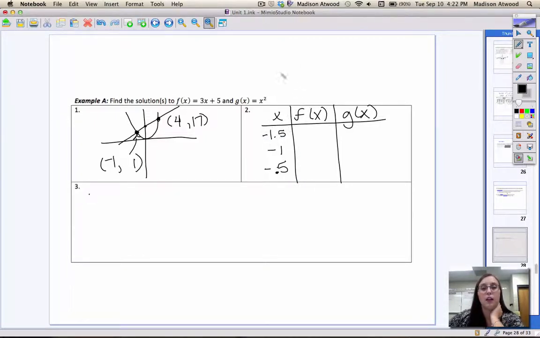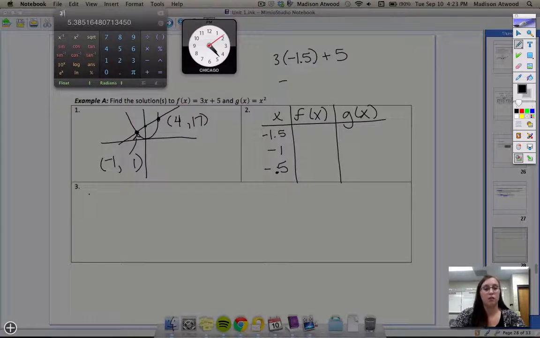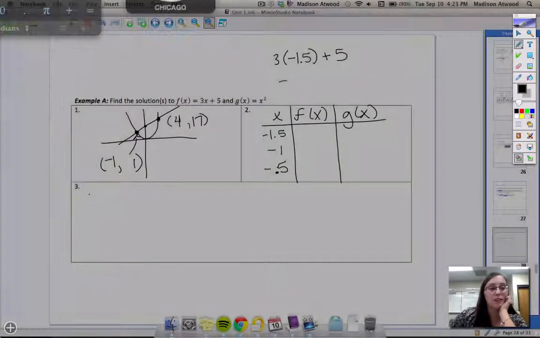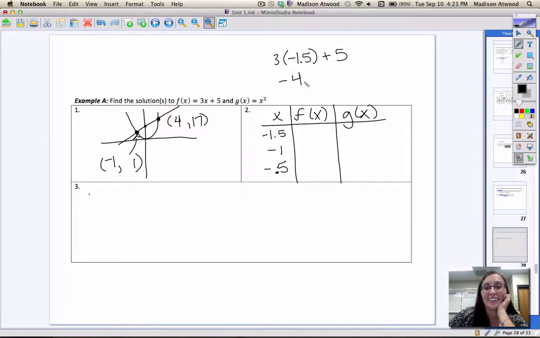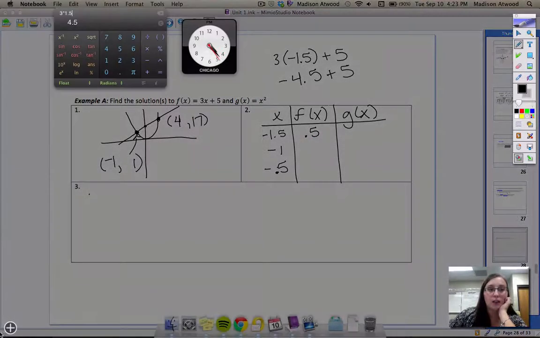Okay. So I'm going to put each of these into my function. So for f of x, I'd do 3 times -1.5 plus 5. So this would be -4.5. Don't laugh at me because I couldn't figure that out. -4.5 plus 5. So then f of x is 0.5 at that spot. And then we're also going to do x squared. So that would be 1.5 squared.